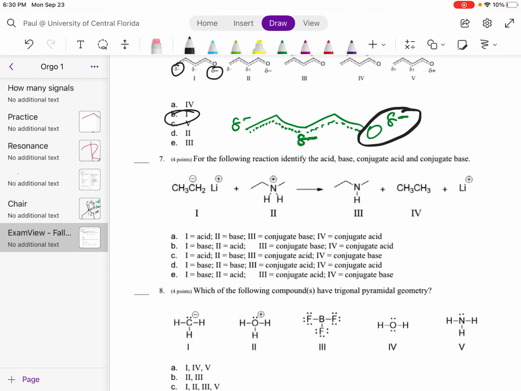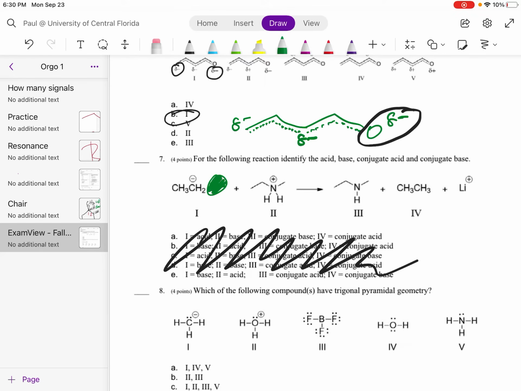For the following reaction, identify the acid, base, conjugate acid, and conjugate base. So I'm not looking at these at all. Lithium is just a spectator ion, so we can just ignore that it's there. That's negatively charged. That's positively charged. So negatively charged species are typically bases.